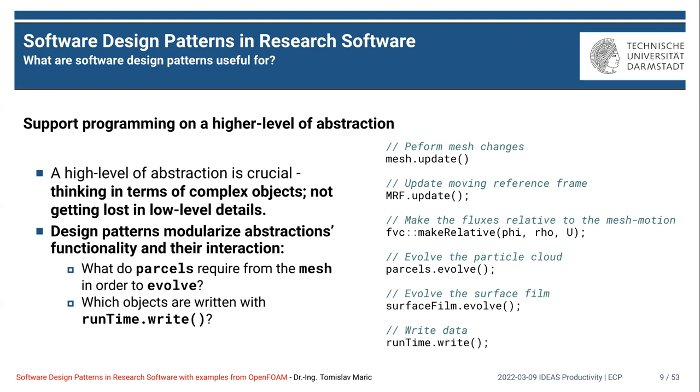So if you look at the code snippets on the right-hand side, we are writing in the language of, in this case, computational fluid dynamics. So we have some kind of mesh that needs an update, right? Mesh.update. We have a moving reference frame object that needs an update. We are making some volumetric fluxes relative, moving parcels or particles through space, evolving surface films, and writing down things that need to be written down. So the high level of abstraction makes this code readable. If I were to replace this mesh.update with the whole code that's actually required to refine an unstructured mesh, it would not be so clear that a mesh update is underway, okay?